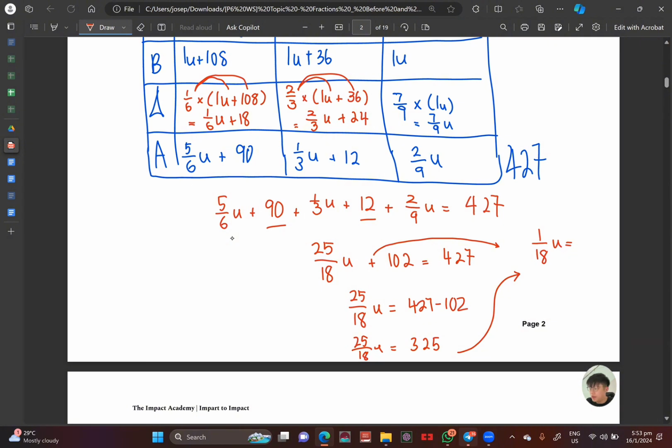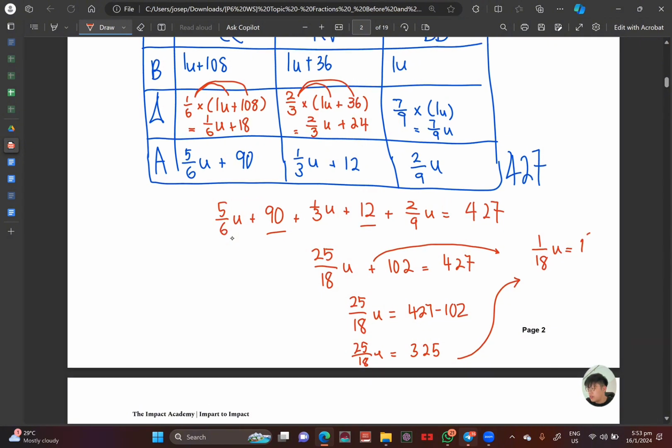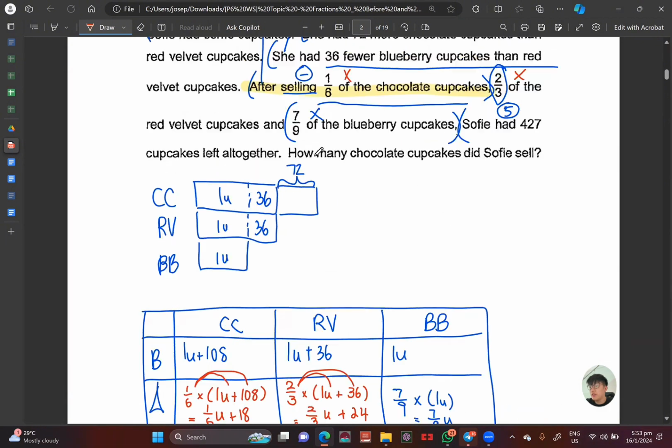But may I just say this, that 1 over 18 is not my Mr. Green Man, okay? 1 over 18 is 1 out of 18 parts. Am I making sense here? So you want to find your Mr. Green Man, which is 18 out of 18 units. So 18 out of 18, we do 13 times 18. We get 234. Mr. Green Man is out. Okay, Mr. Green Man is 1 unit.